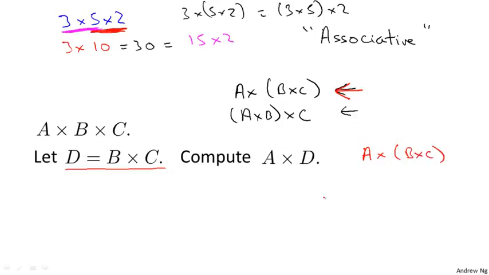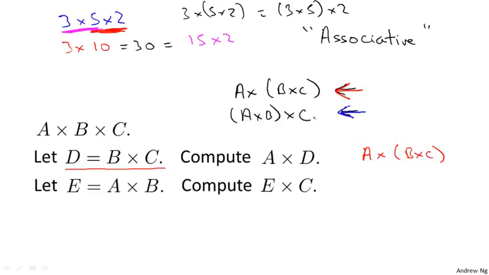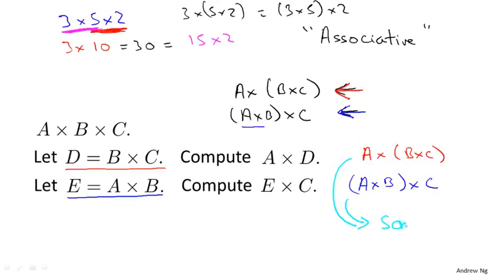Or, for the second case, you can set E equals A times B, then compute E times C, and this is then the same as A times B times C. It turns out that both of these options are guaranteed to give you the same answer. And so we say that matrix multiplication does enjoy the associative property. And don't worry about the terminology associative and commutative. That's what it's called, but I'm not really going to use this terminology later in this class, so don't worry about memorizing those terms.